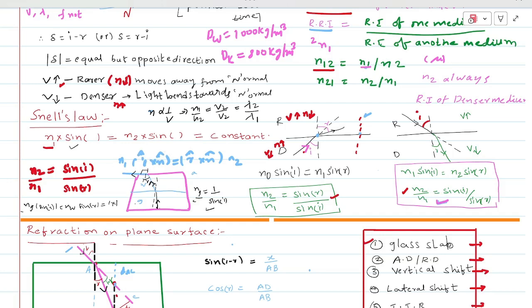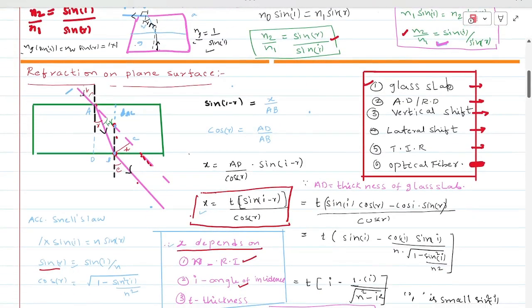The normal vector divided by the magnitude of the normal vector is the unit vector. The cross product will give r cap into n cap. So this is the calculation of the vector form, the vector application of Snell's law. Now we'll see refraction through a glass slab.